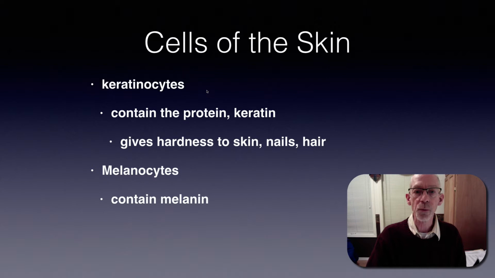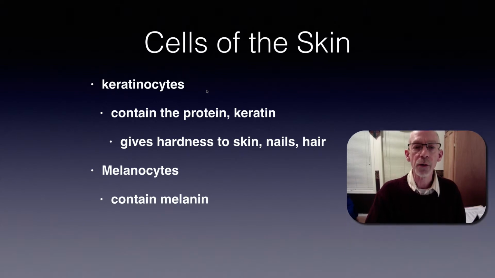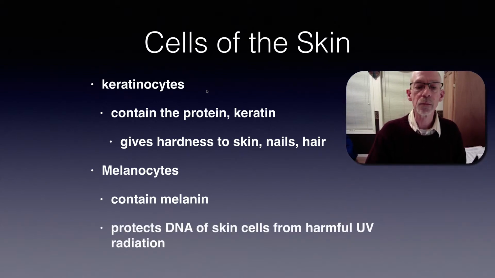So for instance, whenever you go out into the sun and get a suntan, that's due to the melanocytes creating more melanin. This melanin also protects the DNA of the skin cells. In essence, what it kind of does is put an umbrella over the top of the nucleus of cells so that the UV radiation of the sun doesn't harm the DNA of the skin cells.